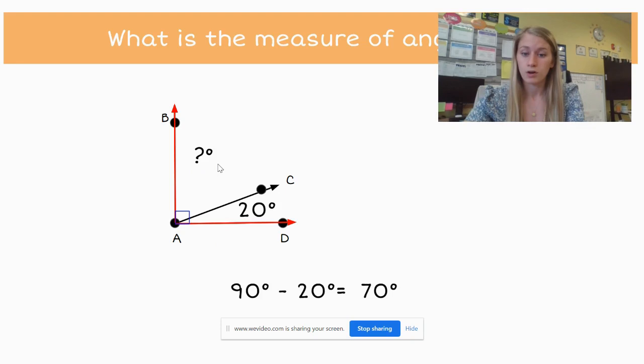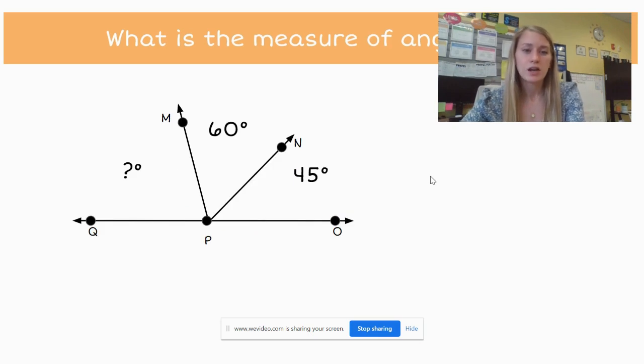Now you can check your work by adding 70 plus 20 to make sure it equals this total angle of 90. 70 plus 20 does add together to equal 90. Let's try that again. So what is the measure of angle QPM? We have Q, P, and M right here.